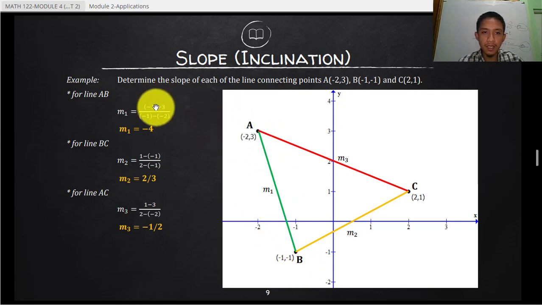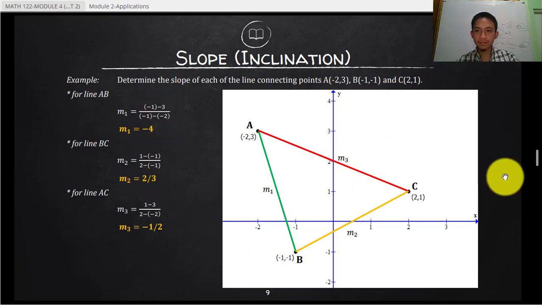So in your y, delta y is negative 1 minus 3, minus positive 3. In your delta x, negative 1 minus negative 2. Grouping signs is important. You will end up here with negative 4, because that will end up negative 4.